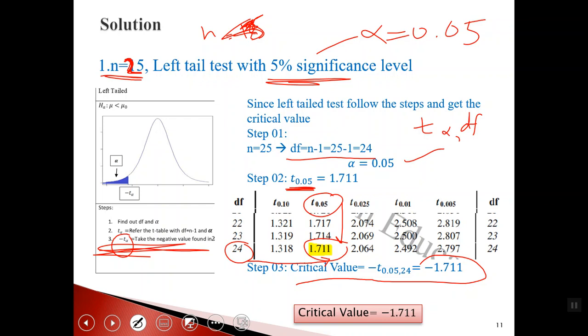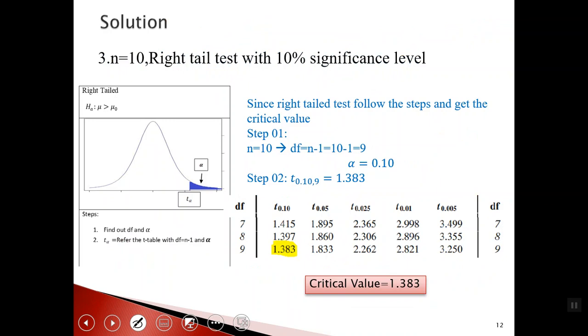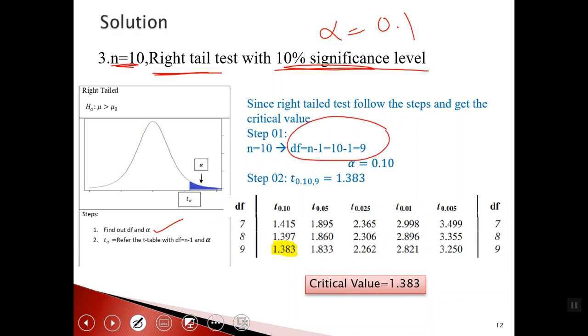Okay, let's try to do another one. Here n equals 10, alpha 10%. Alpha 10% means 0.1. So first, this is right tail test. So first you have to find degree of freedom and alpha. You know what is n, so you can find degree of freedom, it is 9, alpha 0.1.